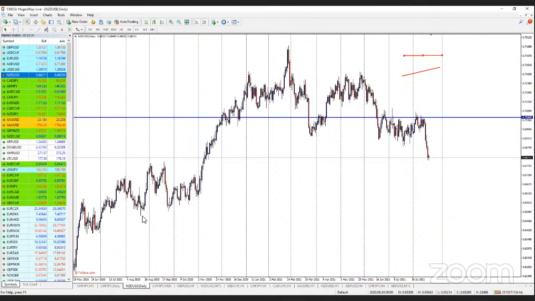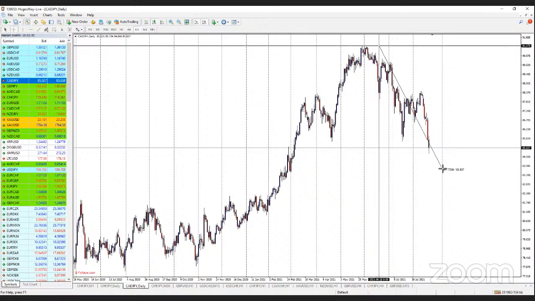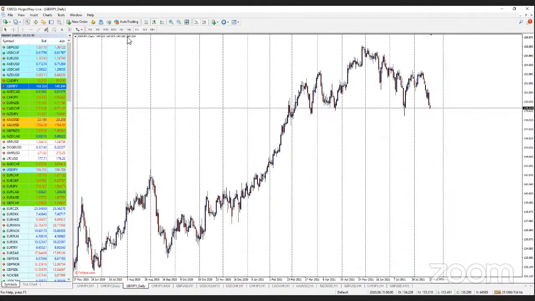Okay, so looking at what we have here, I'm switching over. All right. So a lot of the pairs that we're seeing, CAD, Japanese yen, they've all taken a dip. A whole load of them have done some very massive movements. So scanning through here, let's see what opportunities are available.